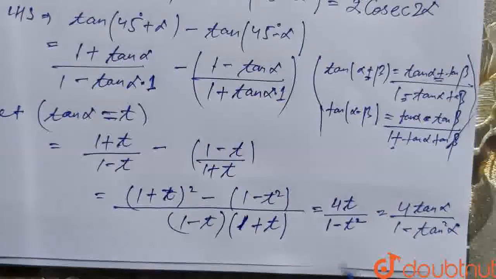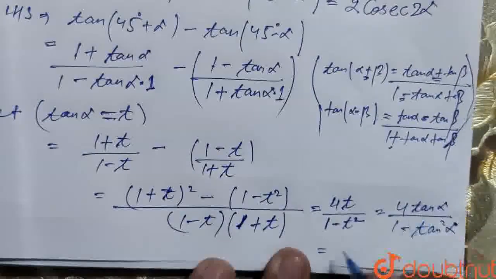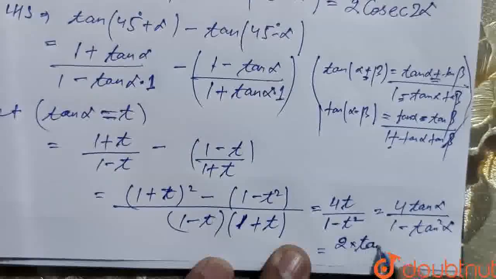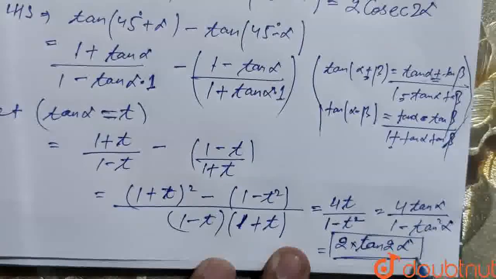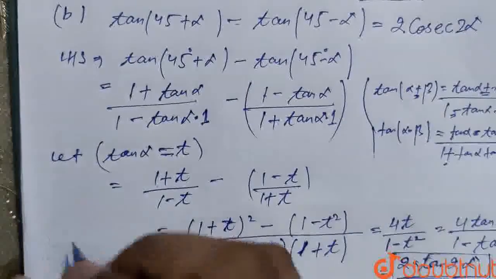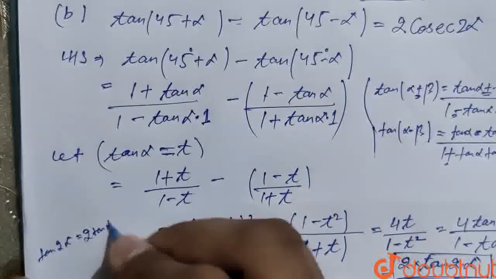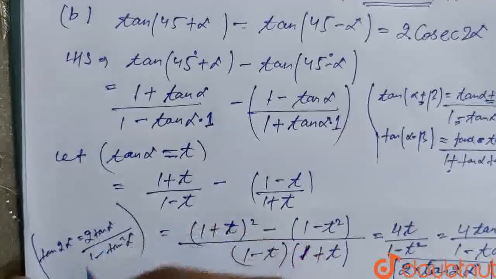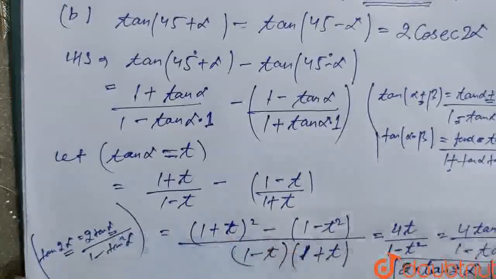Or we know that it can also be written as 2 into tan alpha, 2 into tan alpha, because we know that tan 2 alpha is equal to 2 tan alpha upon 1 minus tan square alpha. It is a simple trigonometric transformation of tan from 2 alpha to alpha.